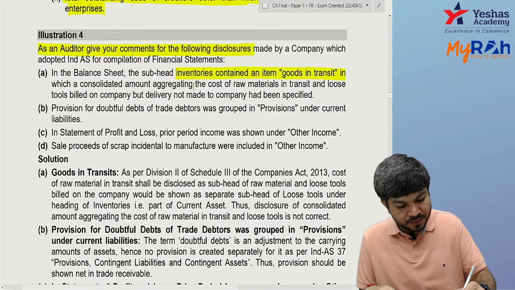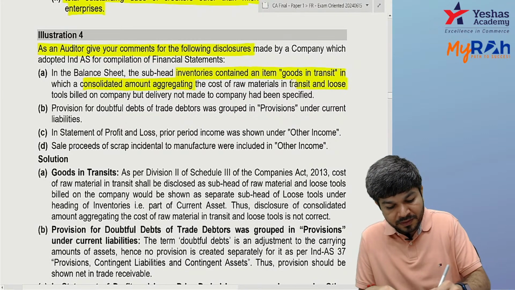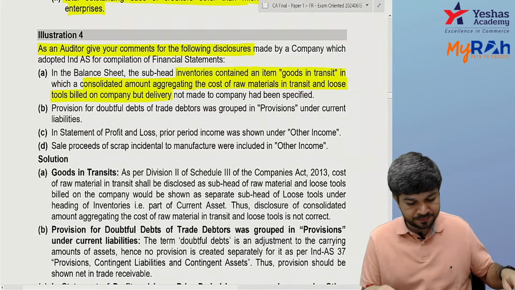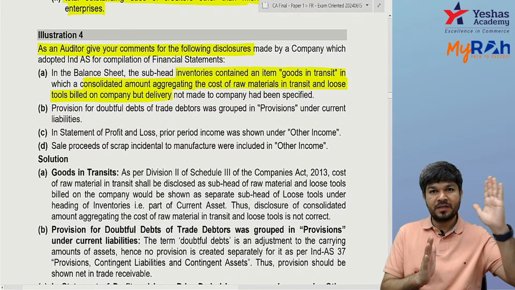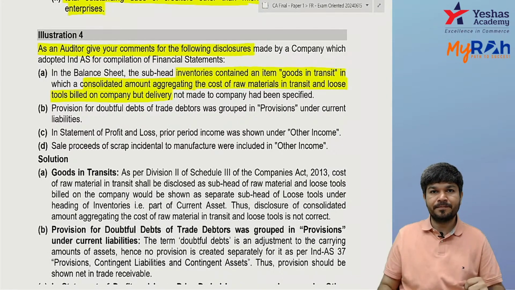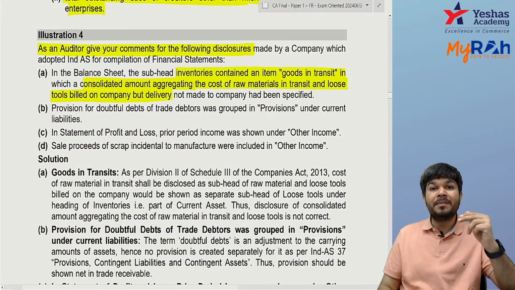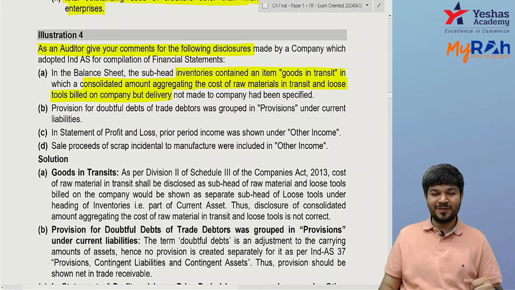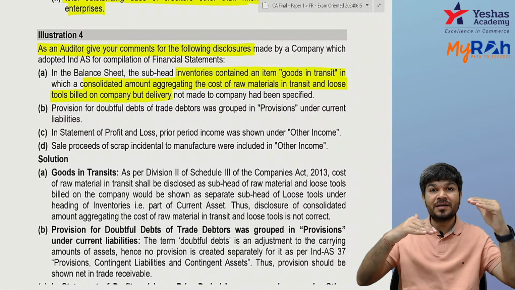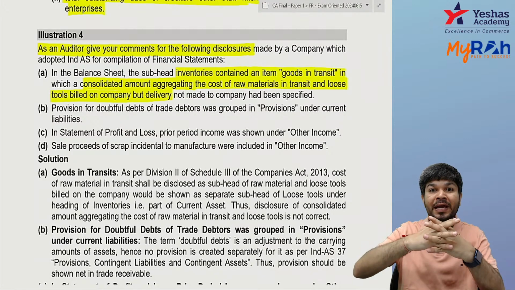So you have written the words goods in transit. Goods in transit includes your raw material in transit as well as loose tools which are in transit. Now my question: raw material in transit, finished goods in transit, I have just combined or shown it as goods in transit. Is it okay? If you recall your Schedule 3, if goods are in transit, it should be shown under the relevant subhead separately. That means raw material in transit separate, loose tools in transit separate. I cannot show the aggregate.